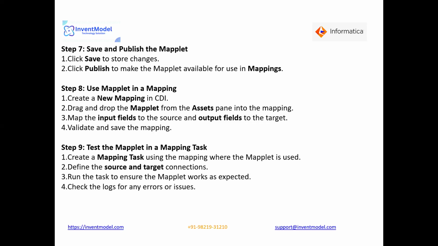Step 9. Test the maplet in a mapping task. So after the maplet is processed in a mapping, you have to test whether the maplet is working fine or not. First step is create a mapping task using the mapping where the maplet is used. Define the source and target connections. Third is run the task to ensure that the maplet works as expected. If there are some changes, then we have to do our R&D and fix using the log errors. Check the logs for any errors or issues.